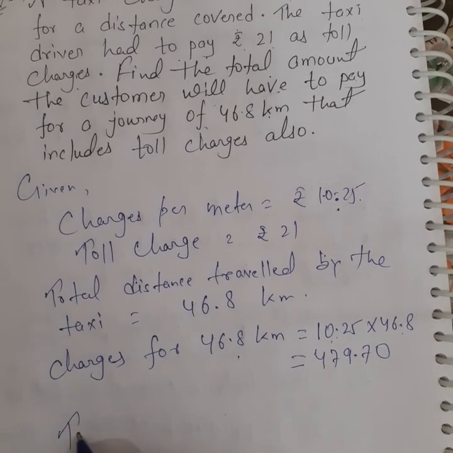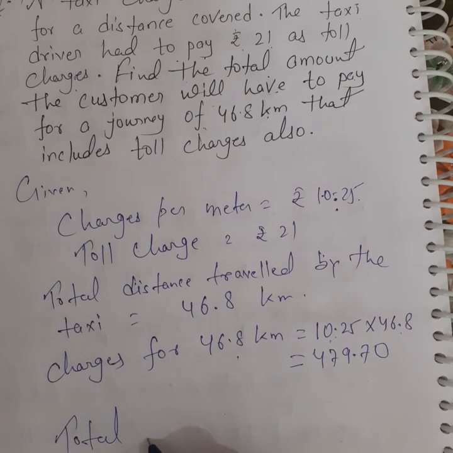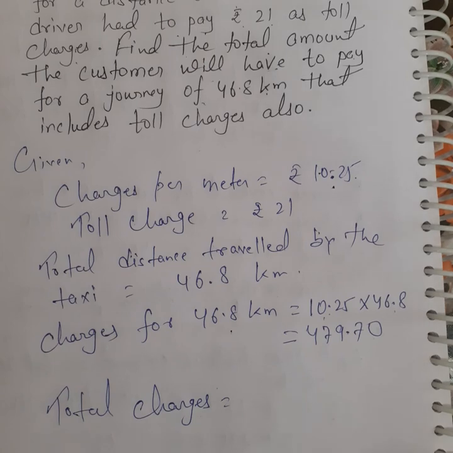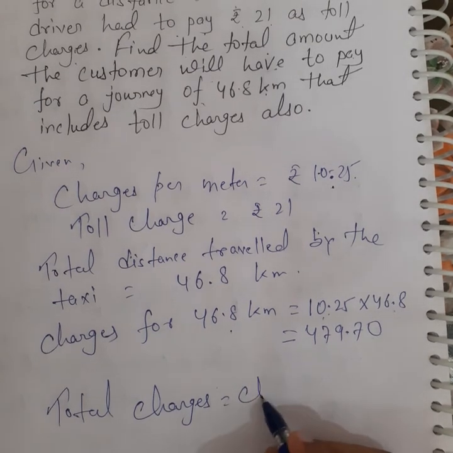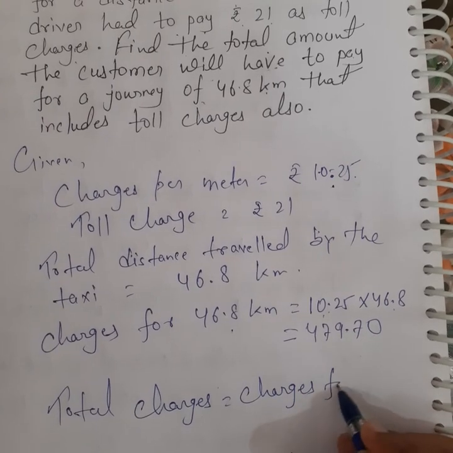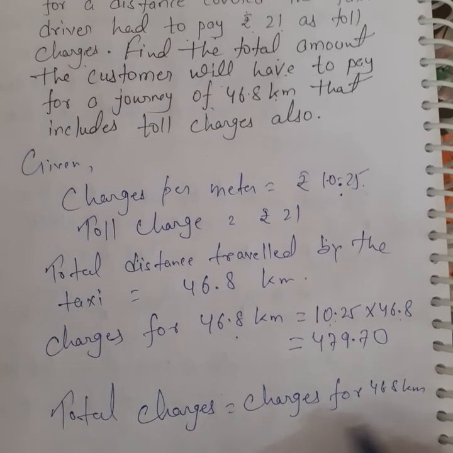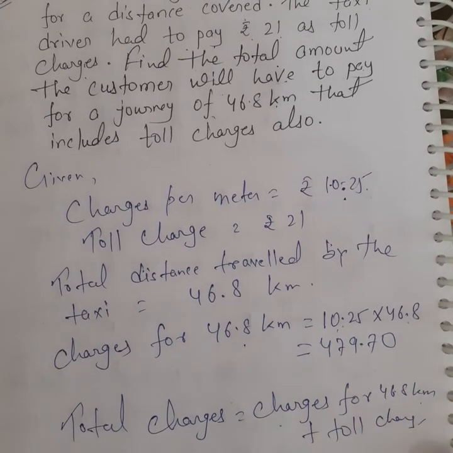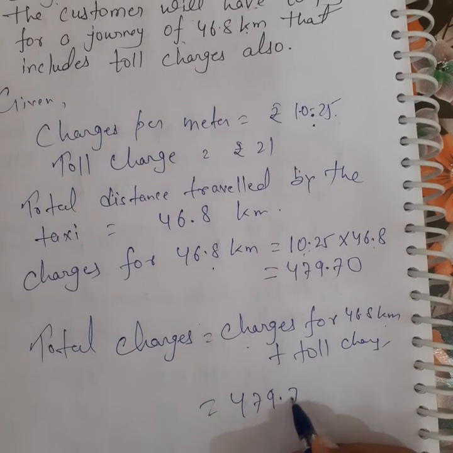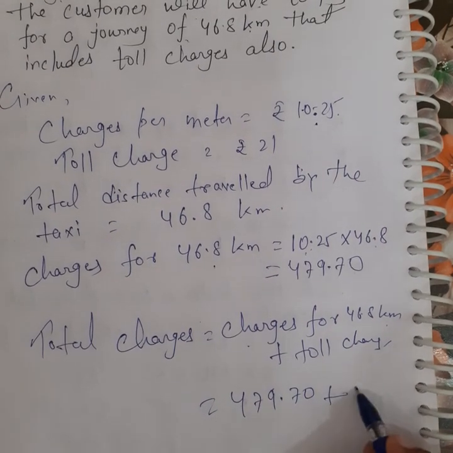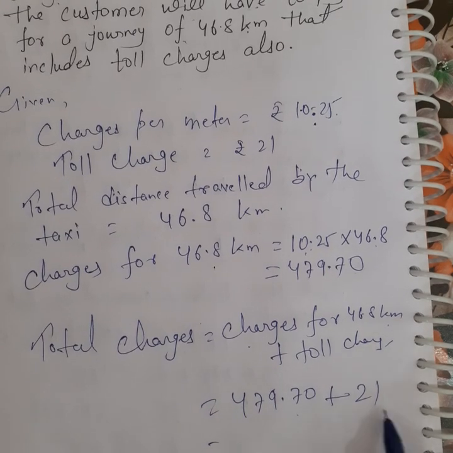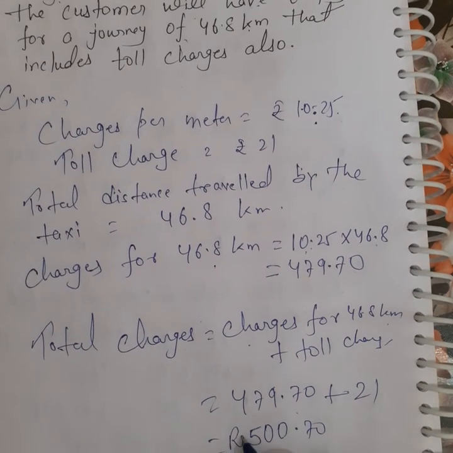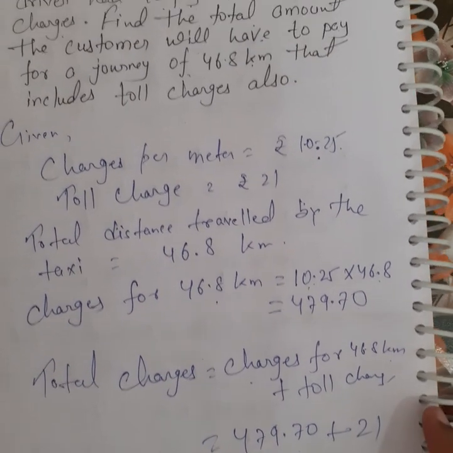Now what we have to do? We have to find the total charges. Now in total charges, toll charge is also included. So total charges is equal to charges for 46.8 kilometer plus toll charge. Charges for 46.8 kilometer is 479.70 plus the toll charge is 21. By adding what we get? We get 570 rupees.